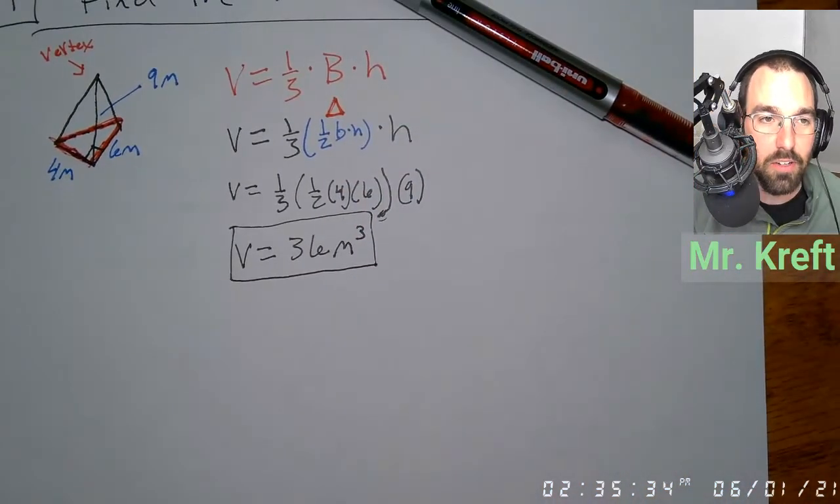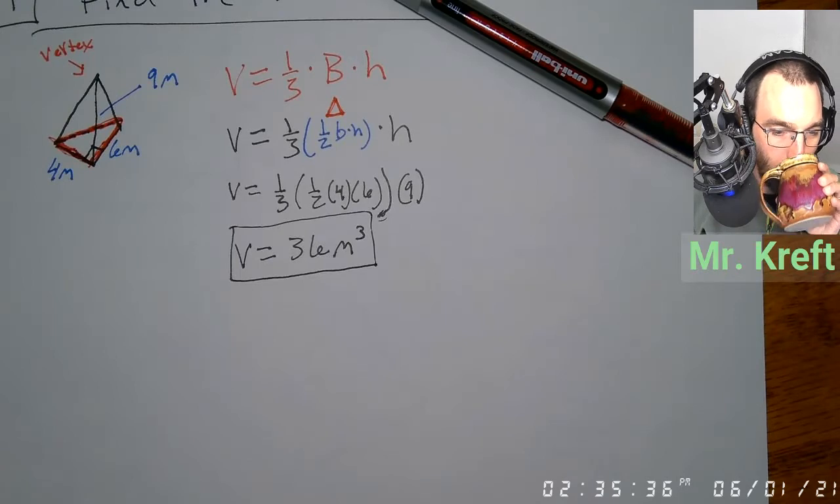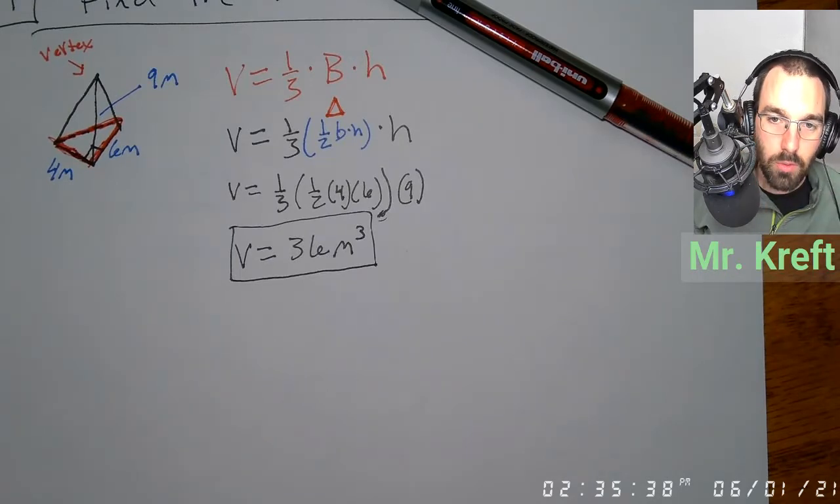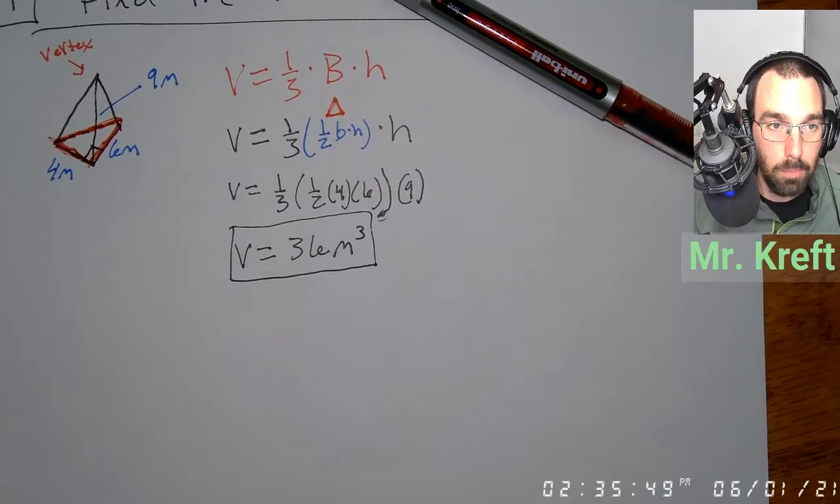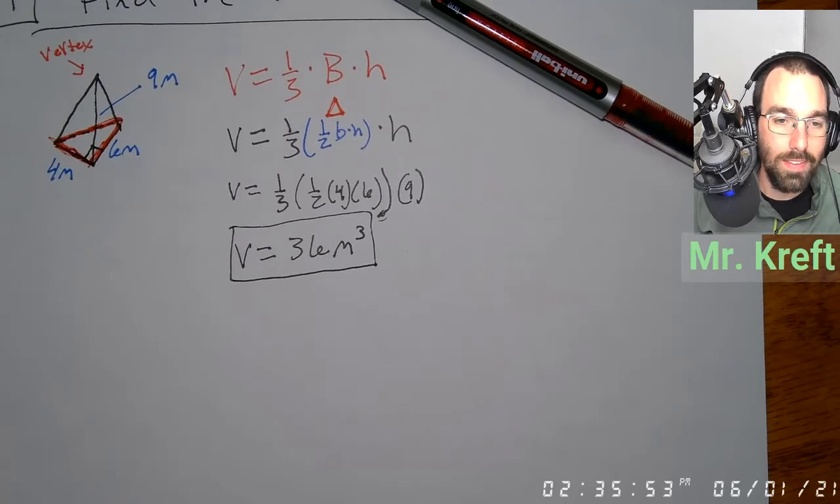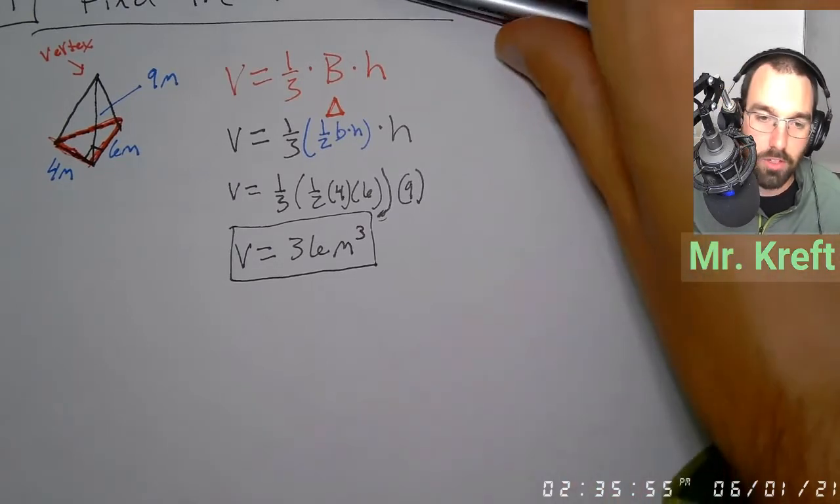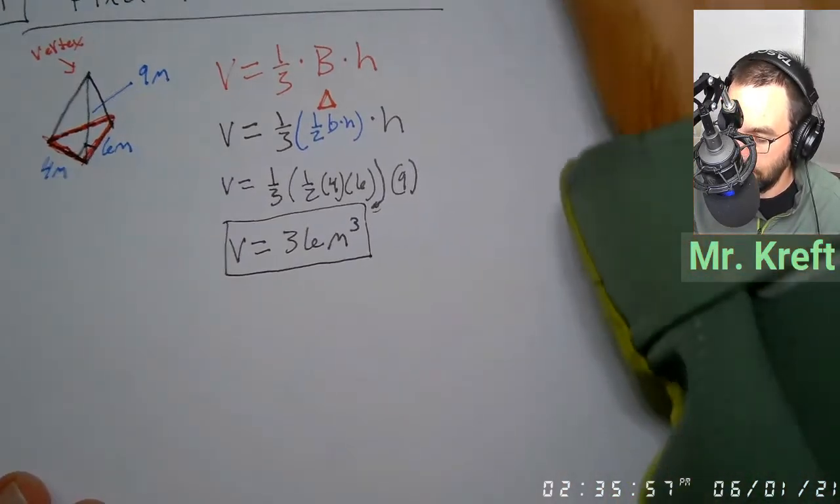1/2 base times height is the area of a triangle. Right, and we're going to take a look here in a little bit at different problems. So if the base was a rectangle, then it would just be length times width. And if the base was a circle, it'd be pi r squared. Okay, so it's just depending on what that base is. And I'm glad that you asked that question. Thank you so much.